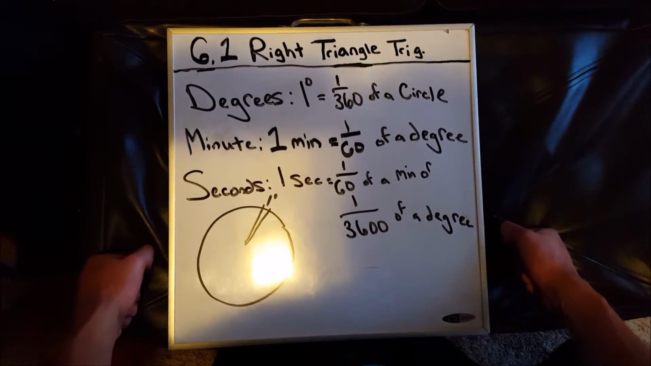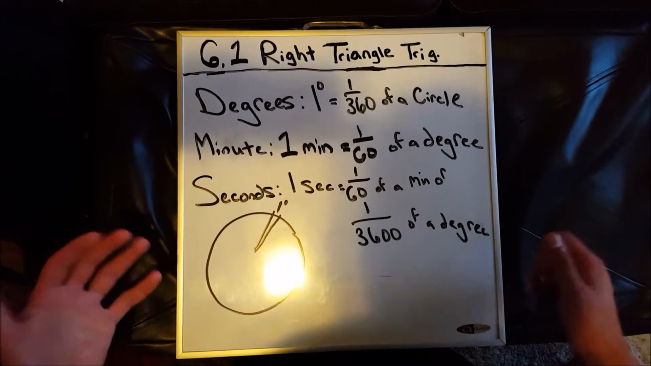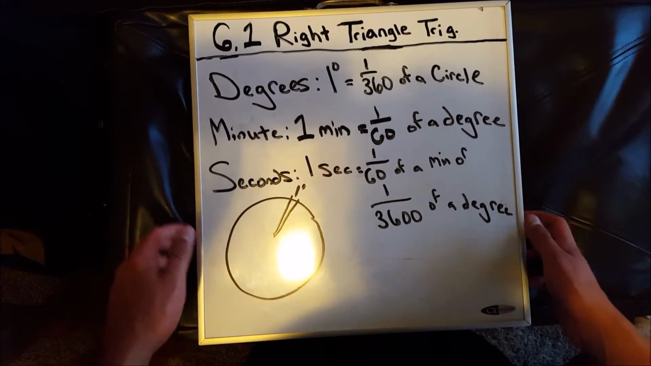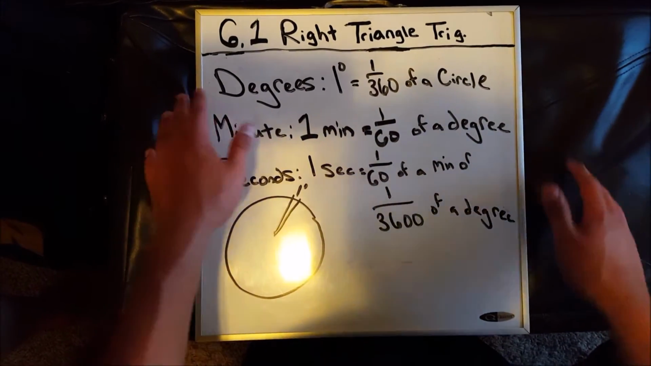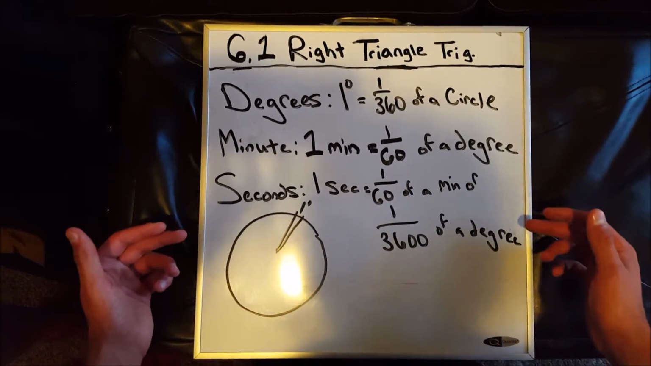Right, so in this lesson we're going to be learning about 6.1 right triangle trig. And in order to learn about right triangles, you need to learn about the parts of a circle. A circle, as shown here, can be divided up into 360 pieces, which are degrees. Now in a degree you can have minutes or seconds.